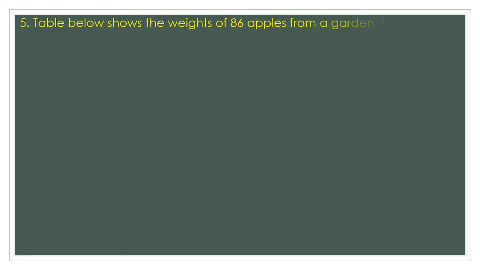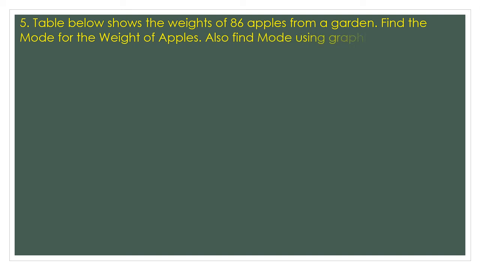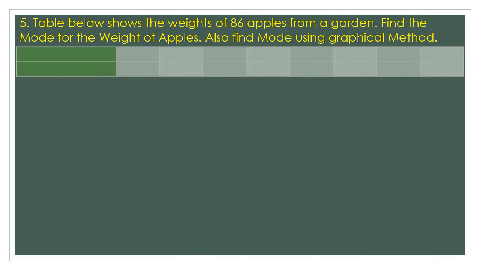Next, I am going to continue with my exercise 3.5. The last two sums were left, question number 5 and 6. We will complete those because they were the questions using the graphical method. Question number 5. The table below shows the weights of 86 apples from a garden. We have to find the mode for the weights of apples. Also, we have to find the mode using the graphical method. That means we have to find the mode using our regular method and then the mode using the graphical method. Let's see what we can do here.